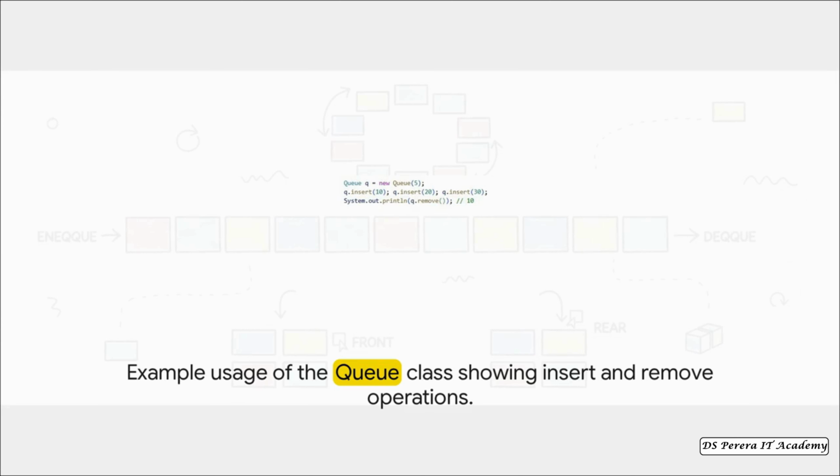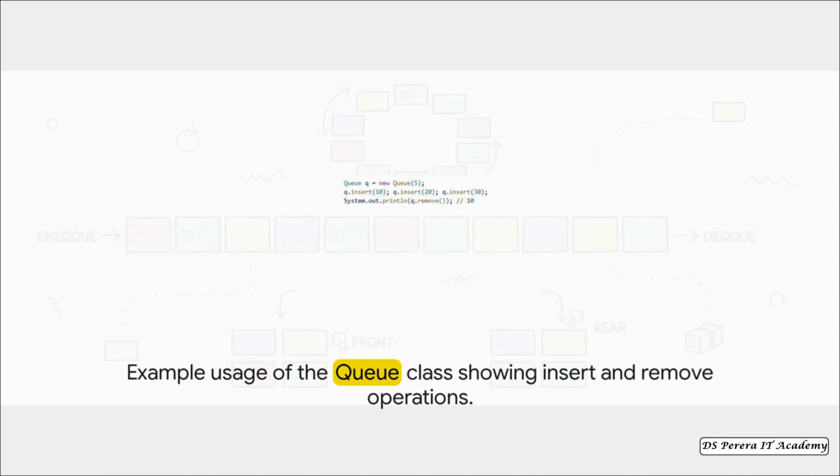Let's actually walk through this example to see it in action. First, we create a new queue that can hold 5 items. Then we insert 10, then 20, then 30. So right now, think about our pointers. Rear has moved to index 2, but front is still sitting right at index 0.